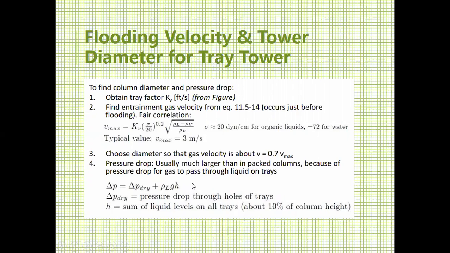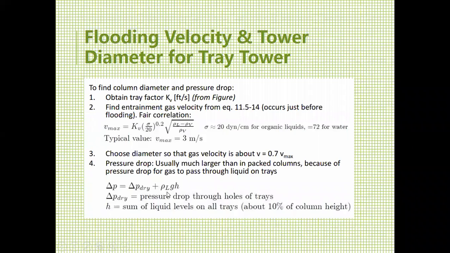The pressure drop is usually much larger in packed columns. So we expect the pressure drop for tray columns to be larger. And it was even mentioned in the video because of the pressure drop for gas to pass through the liquid on trays. So your delta P here actually constitutes the delta P at dry condition plus the delta P caused by potential energy, this rho G L H here.